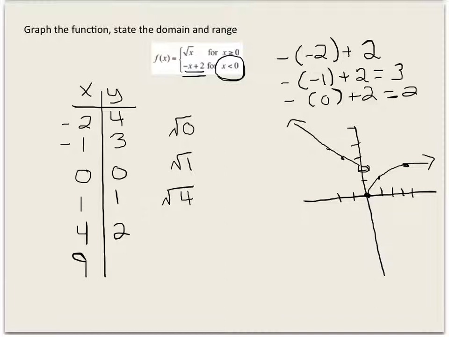Y is always going to be positive, so that's an issue with our range here. It looks like it's never going negative in either function. So y is greater than or equal to 0. And x is okay, so domain is all real numbers.